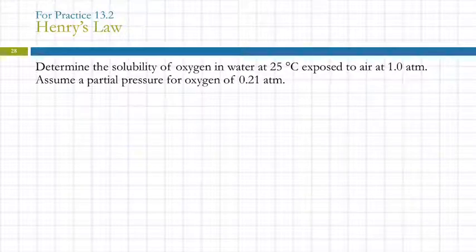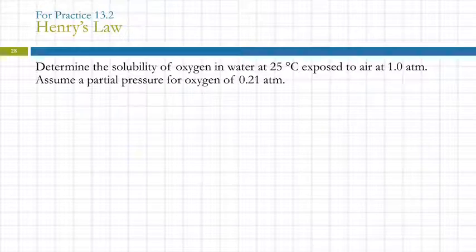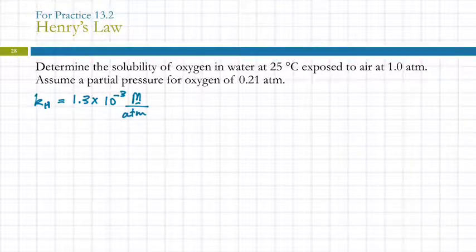So we can do problems like this. Determine the solubility of oxygen in water at 25 degrees Celsius exposed to air at 1 atmosphere. Assume a partial pressure for oxygen of 0.21 atmospheres. Because what we need is not the total pressure, we need the partial pressure of the oxygen. We also need the Henry's law constant, so we need to go back over here. It's 1.3 times 10 to the minus 3 molarity per atmosphere. That's for oxygen.